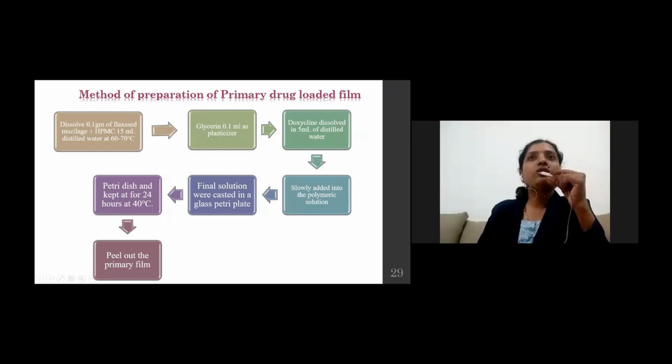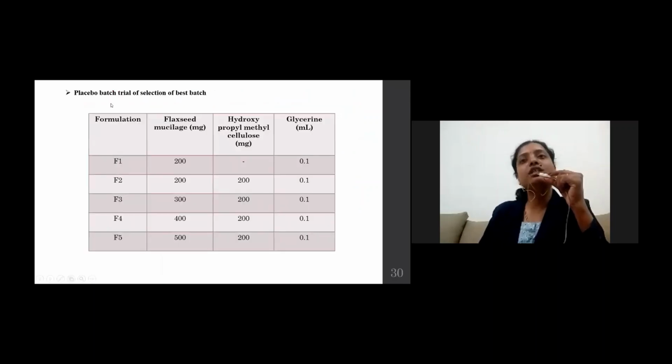Next, I have prepared the primary drug loaded layer, which contains the HPMC and the flaxseed mucilage. I have taken a 1:1 proportion of HPMC and mucilage. In this particular table, I have taken the flaxseed mucilage in different concentrations, and the concentration of HPMC was constant. And I have used glycerin as a plasticizer.